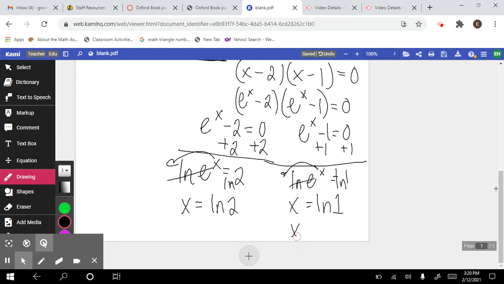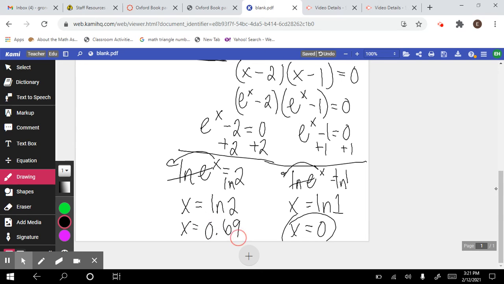Okay, natural log of 1 is just 0. And then if you wanted to keep it as natural log of 2, you can. Otherwise, you can calculate it. Let me see what it's going to be. Natural log of 2 is about 0.693.